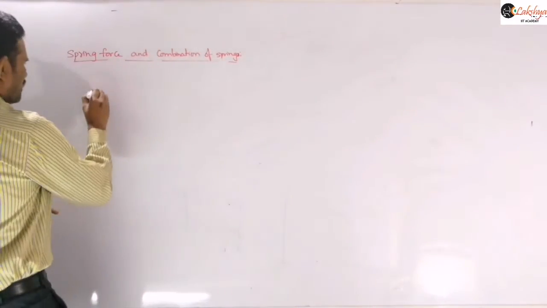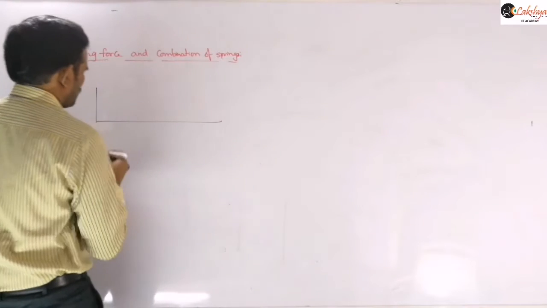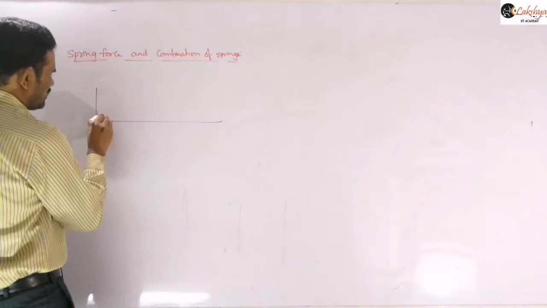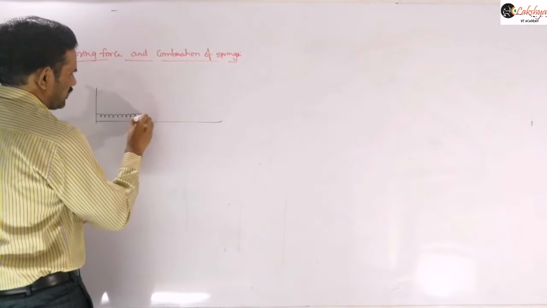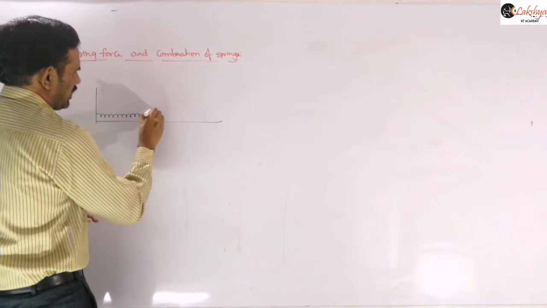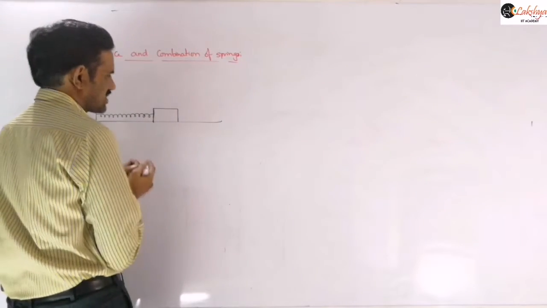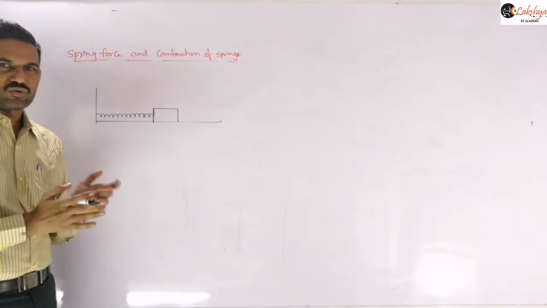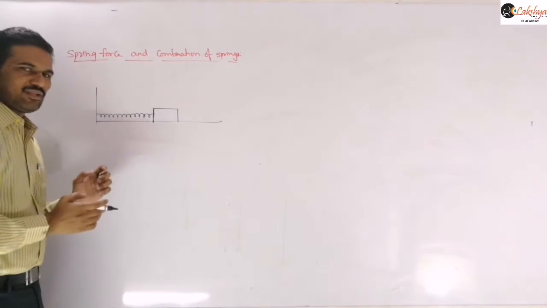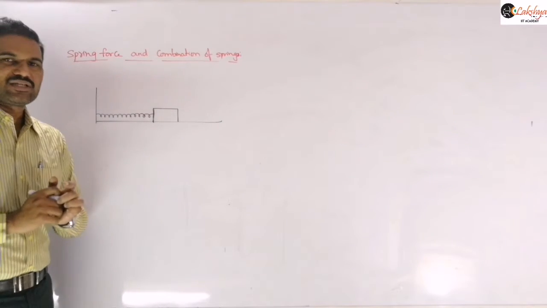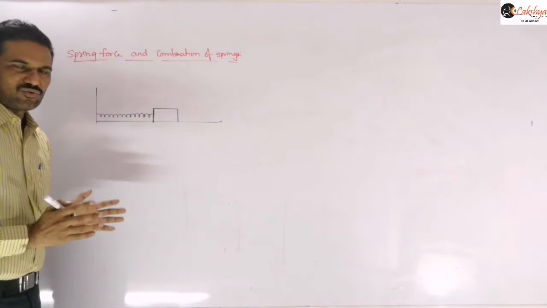Now here I am taking a system like this. Let us consider a block connected to the spring, and the spring is in the undeformed state, that is, undeformed or unstretched or at its natural length. All these are the same. When the spring is in the undeformed state, it cannot exert any force, right? So there is no spring force.